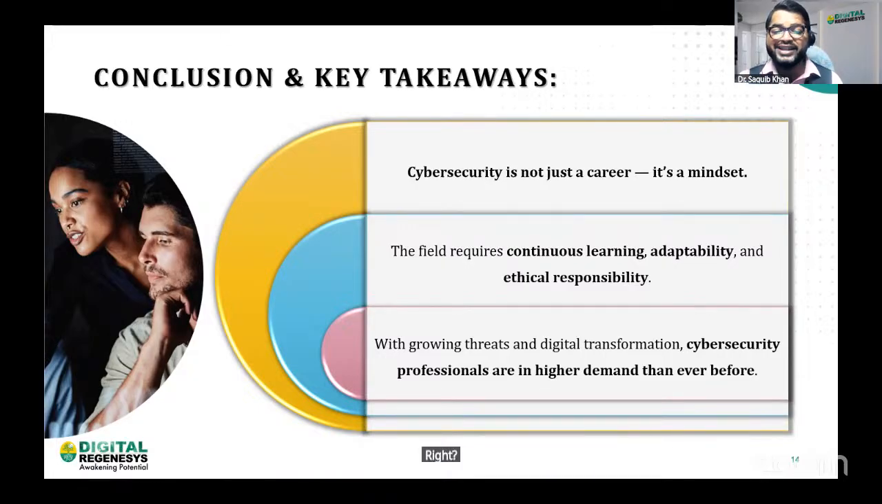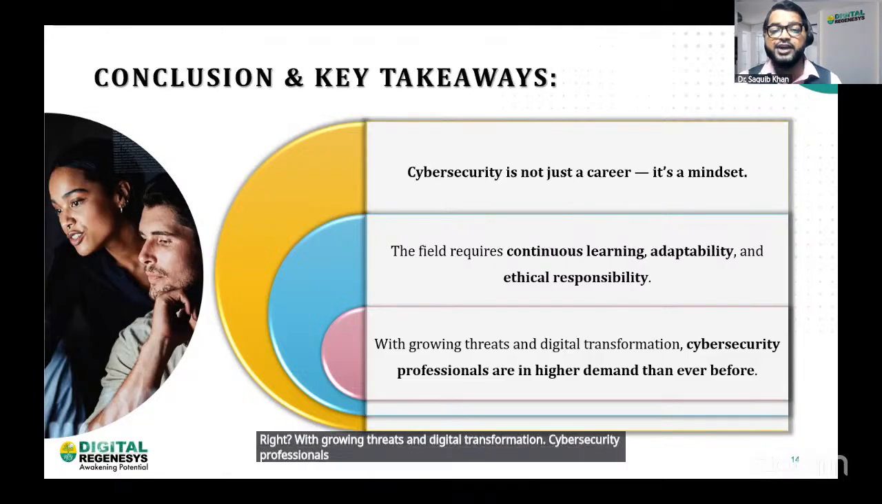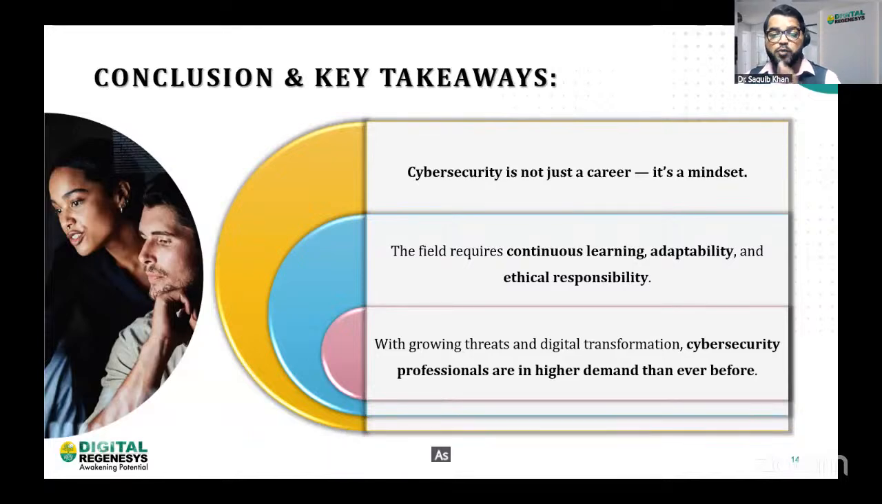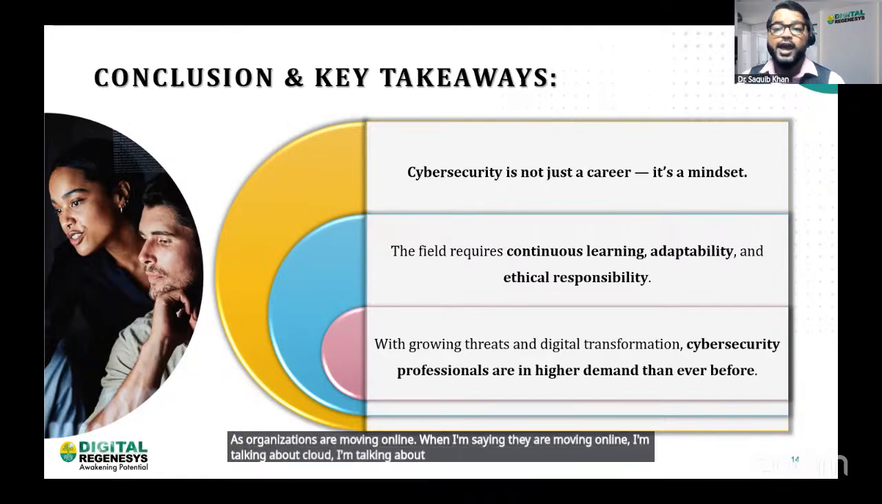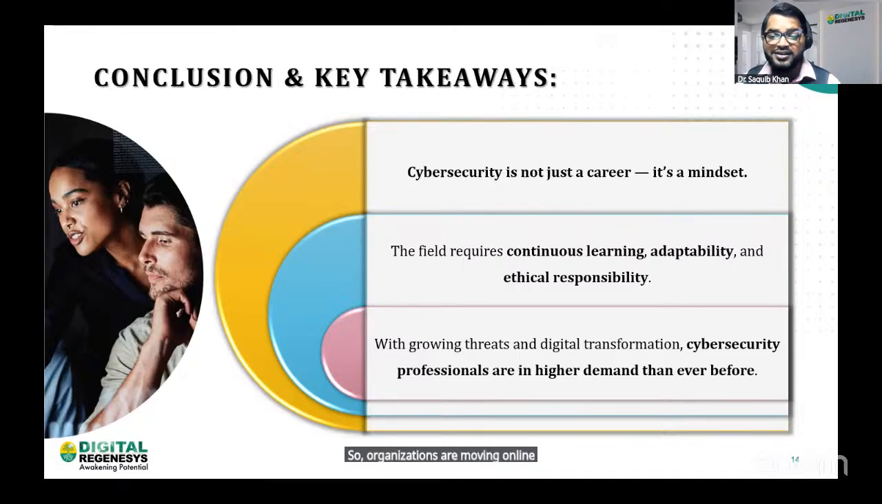With growing threats and digital transformation, cybersecurity professionals are in higher demand than ever before. As organizations are moving online, when I'm saying they are moving online, I'm talking about cloud, remote working, e-commerce, IoT. That's why the attack surface is growing. And you will not deny the fact this is creating more opportunities for cyber attacks.